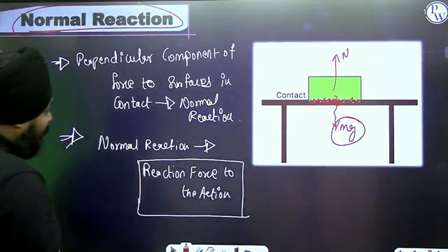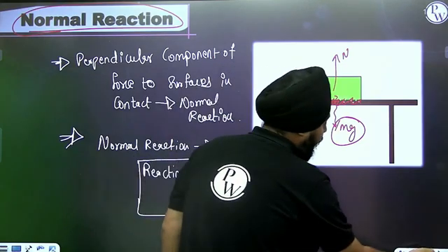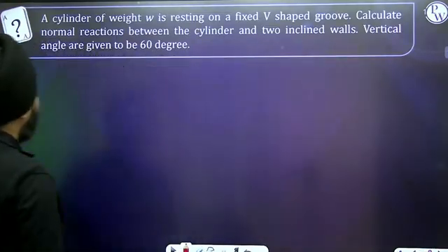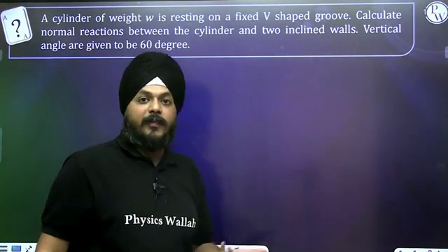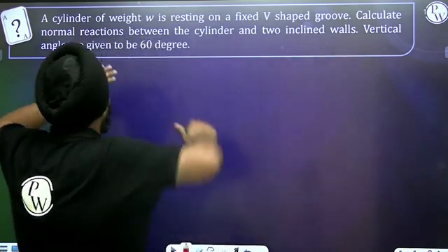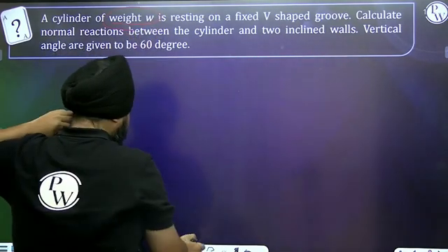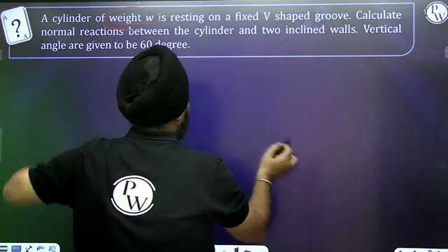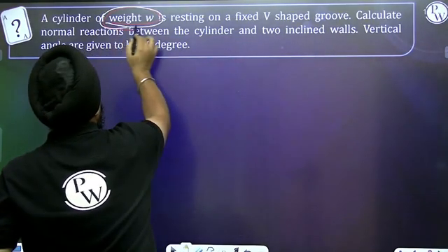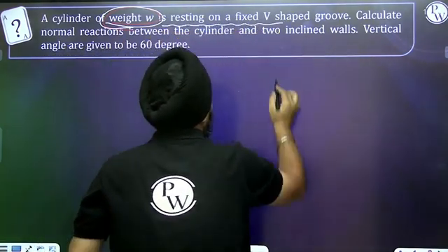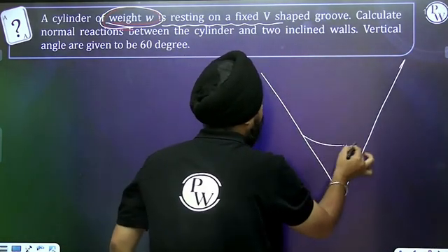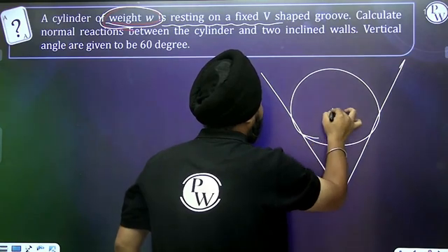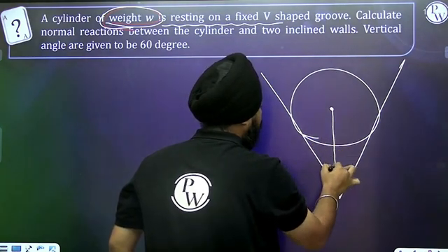There are lots of ways to calculate the normal reaction. First of all, we are going to understand the concept of how to calculate the normal reaction in different ways. A cylinder of weight W, we are going to calculate the normal through sums. The cylinder of weight W is resting on a fixed V-shaped groove. See, there is a V-shaped groove, and one cylinder of weight W is resting on it.